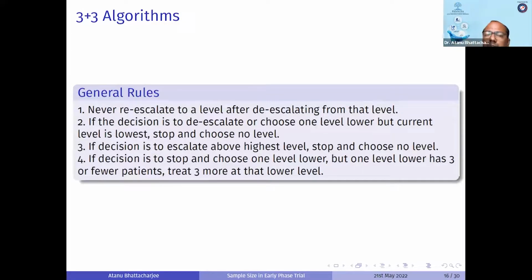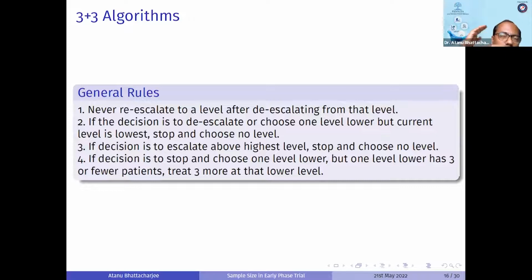Okay, so general rules: never re-escalate to a level after de-escalating from that level. That means if you started with 20 mg, go to 50 mg, and then come down to 20 mg, then don't go again to 50 mg. That's where you stop. So you can't go up and come down and go up again.